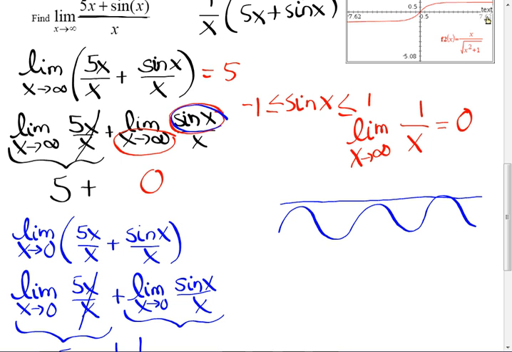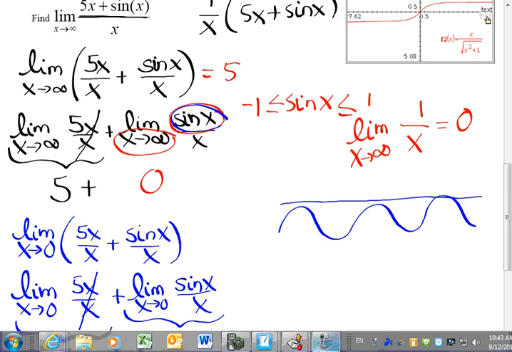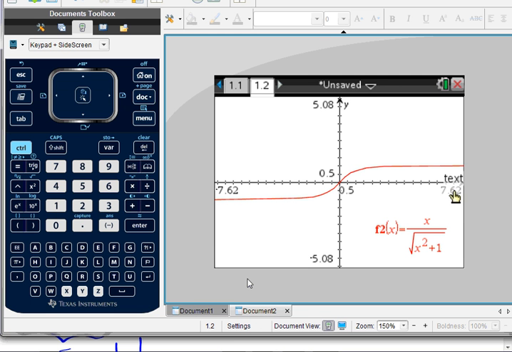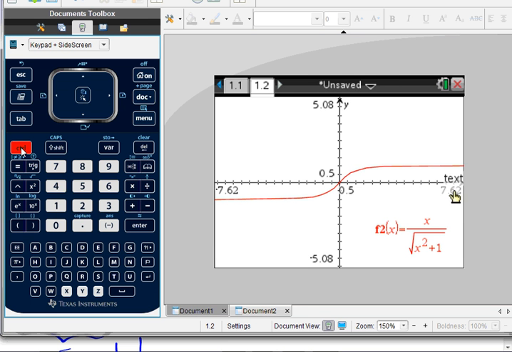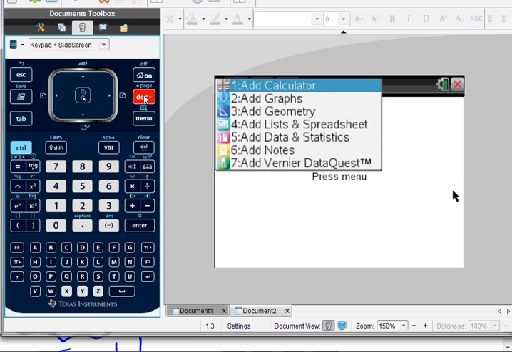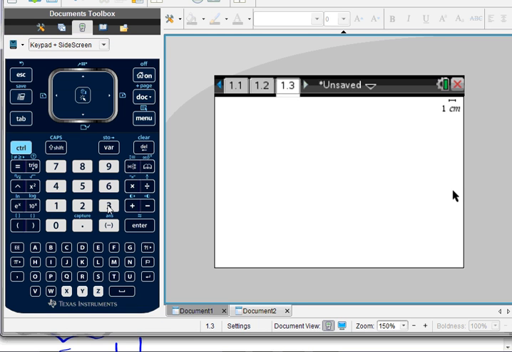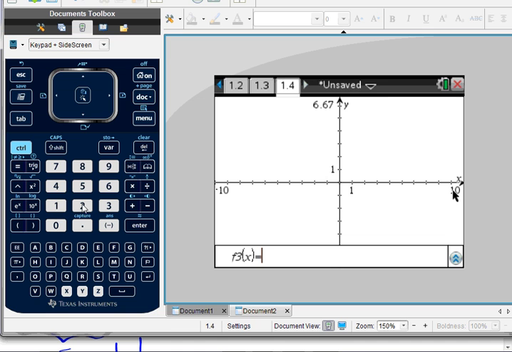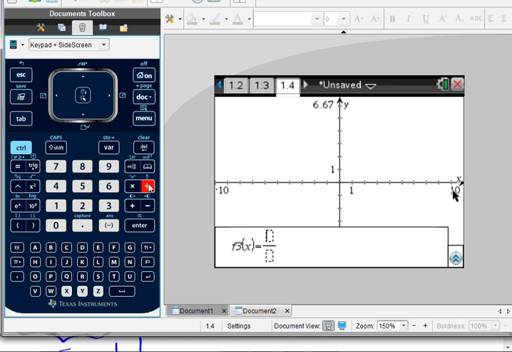You want to look at the graph? I didn't graph it in the other class. Won't take very long if I can remember what it is. I'm going to add another page. Because now, I messed up. I'll add another page. Graphs. There's really cool geometry stuff in there. So I want, what was it? 5x plus the sine of x in the numerator. Right?